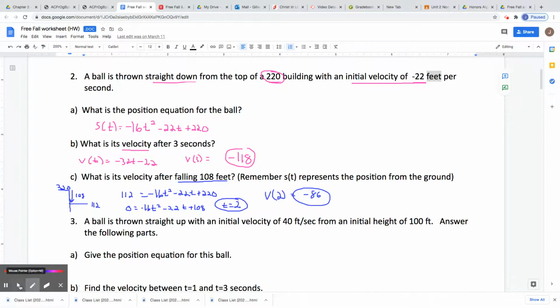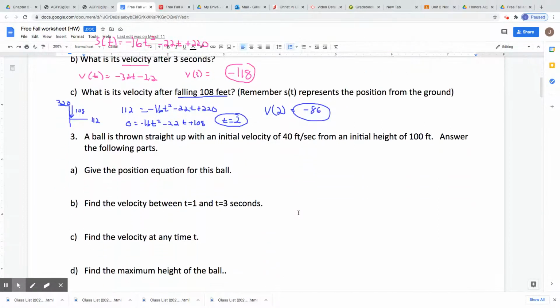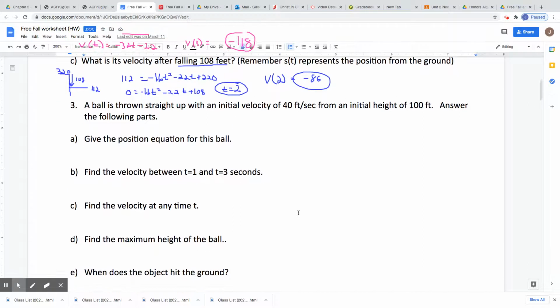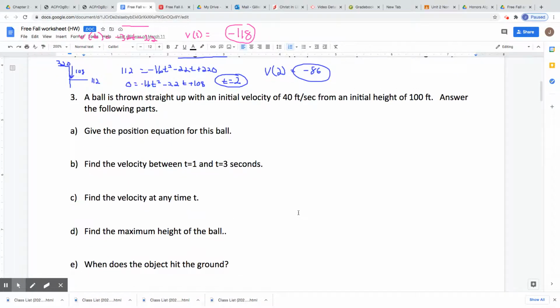All right. So now we're on to the next problem where a ball is thrown straight up with initial velocity of 40 feet per second with initial height of 100 feet. Answer all the following parts. Okay. Position, once again with feet. So that means it's going to be negative 16t squared. The initial velocity is 40. We're throwing it up, so it's going to be positive. So plus 40t. And the initial height is 100. So plus 100. So there is our position equation.